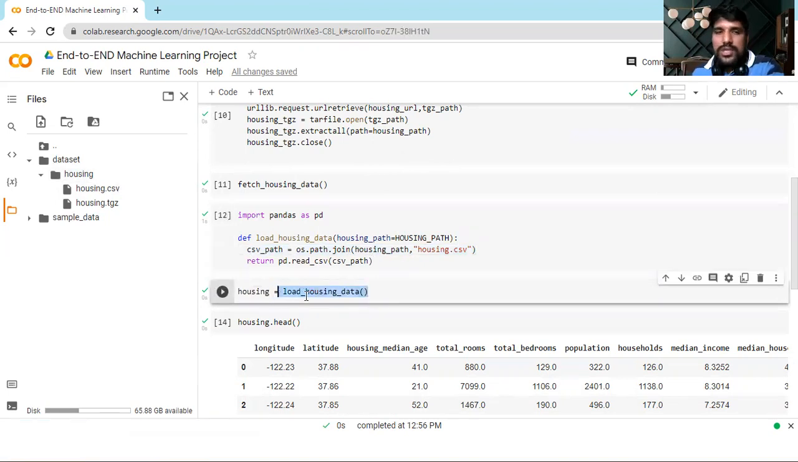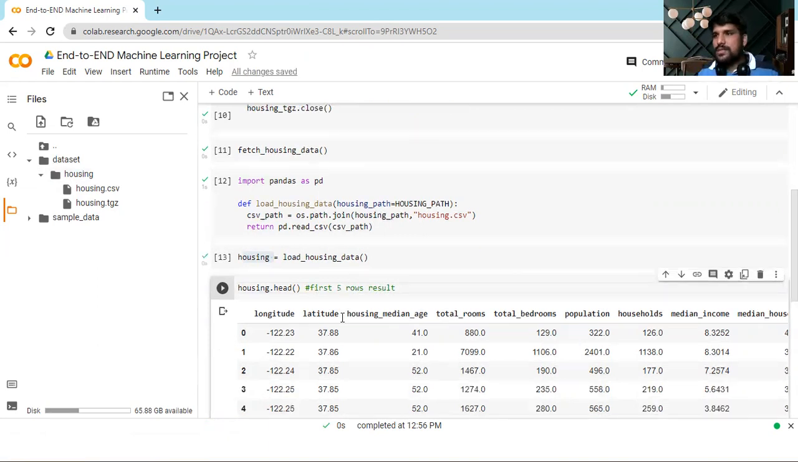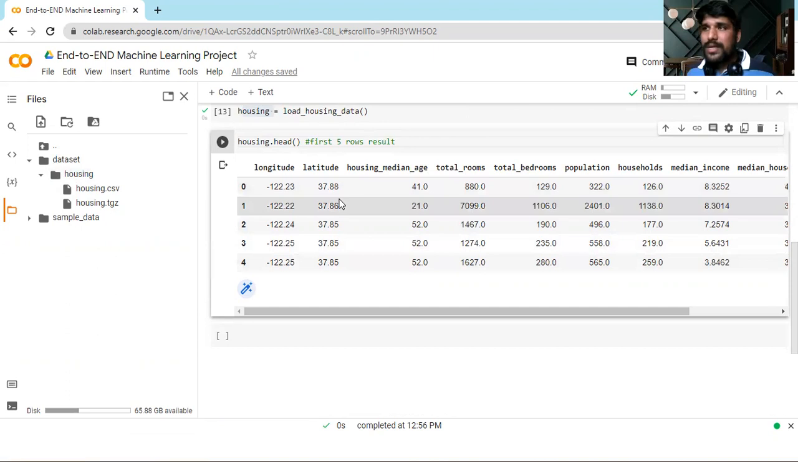That function returns a data frame that I have stored in housing, and then I use housing.head. So what is head? It's a pandas data frame method which will give the first 5 rows as a result. See here, 0 1 2 3 4 5. So you can see it has longitude, latitude, housing median age. Now you can see what data it has.